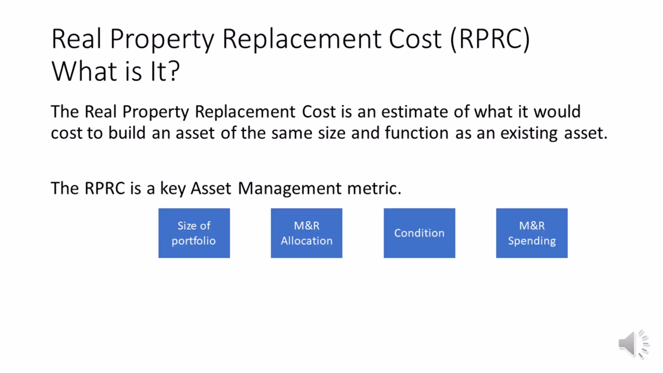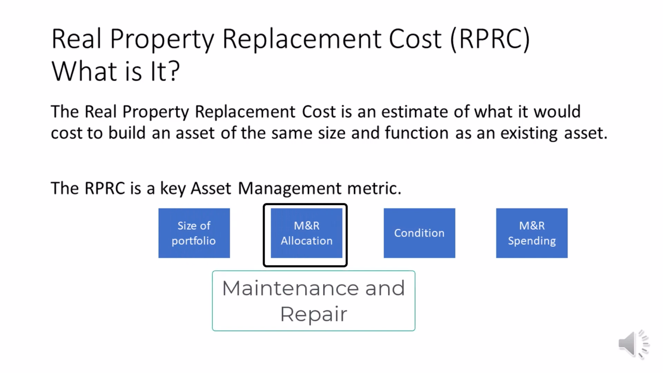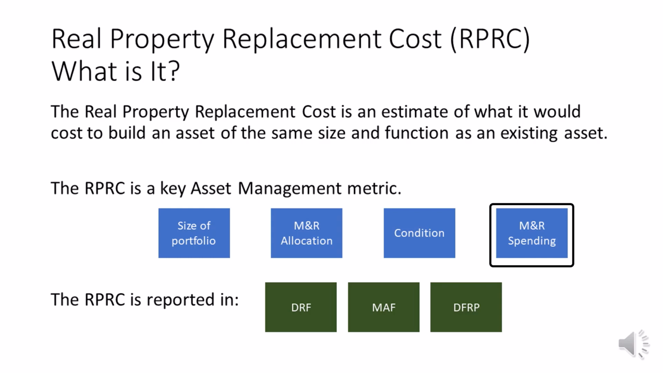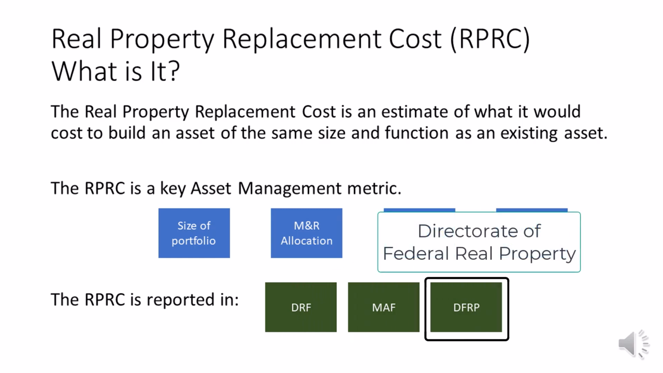The RPRC is a key asset management metric. We use it to help us describe the size of the portfolio, whether we are looking at comparing it to other government departments or to compare L1s within D&D. We use it to help establish M&R allocations. The RPRC is critical to how we compute condition scores for our asset and for the portfolio as a whole. And lastly, we have M&R spending targets that are associated to our RPRC value. The RPRC is reported in the Departmental Results Framework, the Management Accountability Framework, and to Treasury Board through the DFRP.